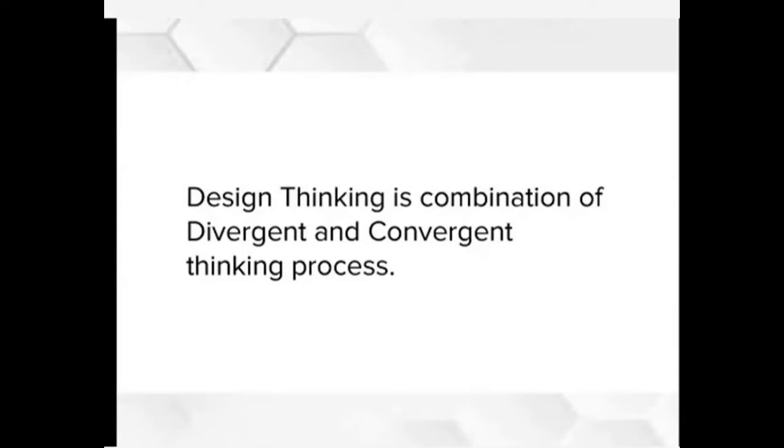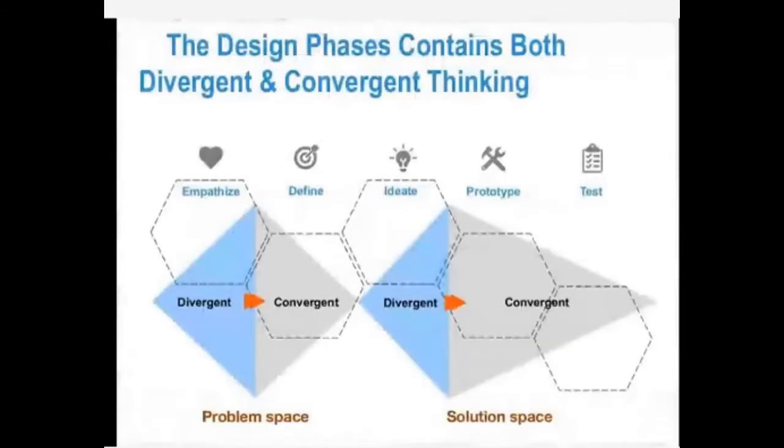Design thinking is a combination of divergent and convergent thinking processes. We said earlier that design thinking is a combination of analytical and intuitive thinking. Now again, I am putting it in a process: design thinking is a combination of divergent and convergent thinking processes. What is divergent? Expanding. Convergent? Narrowing.